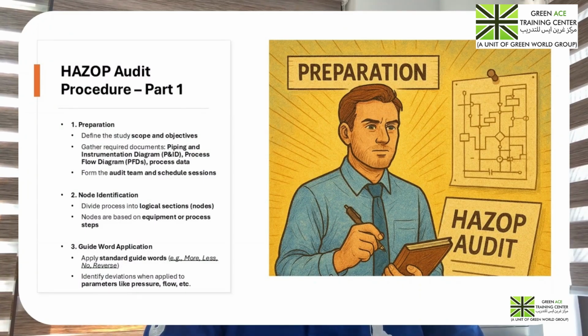So what we do is that we collect all the necessary documents such as piping and instrumentation diagrams, which we commonly call P&IDs. Then we also have process flow diagrams, which are PFDs, and any other relevant process data. The audit team is then formed, comprising members from relevant functions, and then the sections are scheduled, and all the necessary documents are prepared.